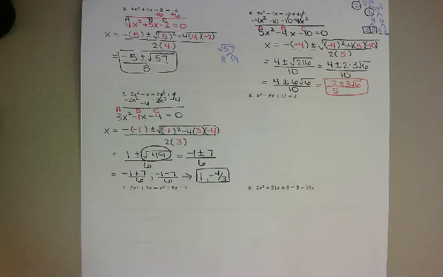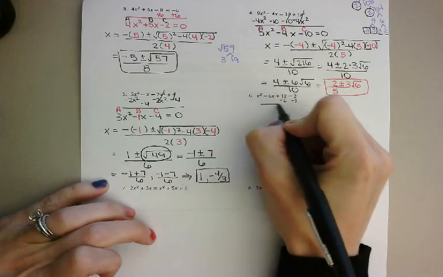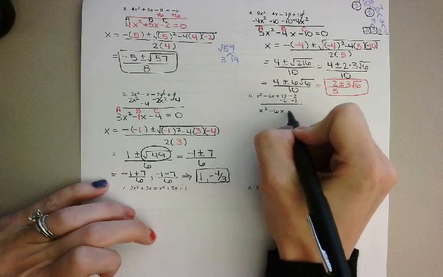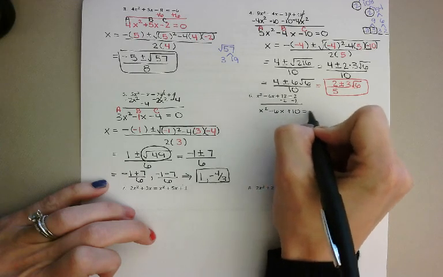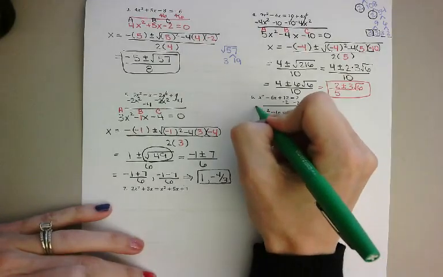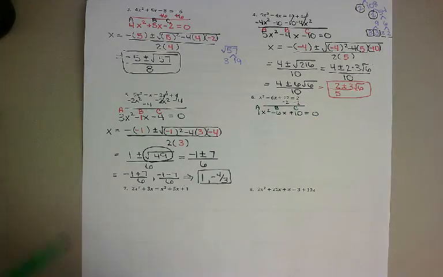In this video, we're going to continue with the last 3 examples from the last video. So remember that we want the problem set equal to 0, so we need to move this 2 over. So that gives me x squared minus 6x plus 10 equals 0. And again, we want to identify our a, b, and c. Our a is 1, our b is negative 6, and our c is 10.